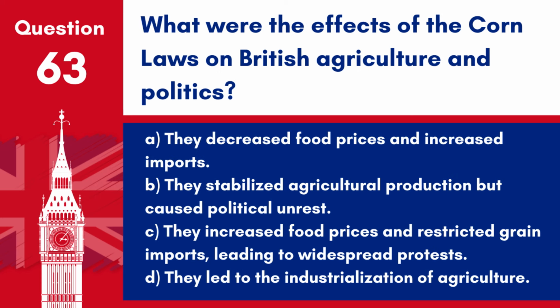Question 63. What were the effects of the Corn Laws on British agriculture and politics? A. They decreased food prices and increased imports. B. They stabilized agricultural production but caused political unrest. C. They increased food prices and restricted grain imports, leading to widespread protests. D. They led to the industrialization of agriculture.